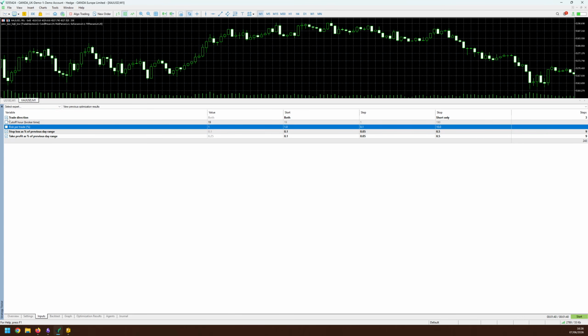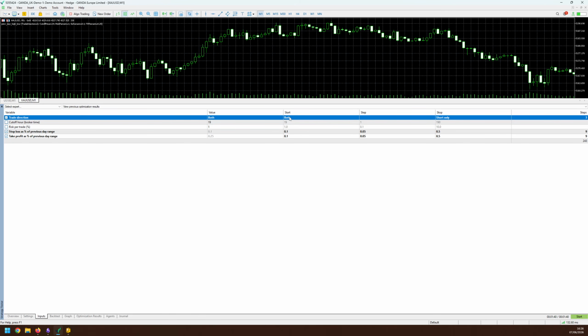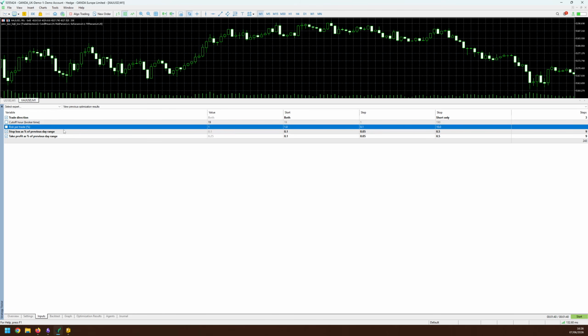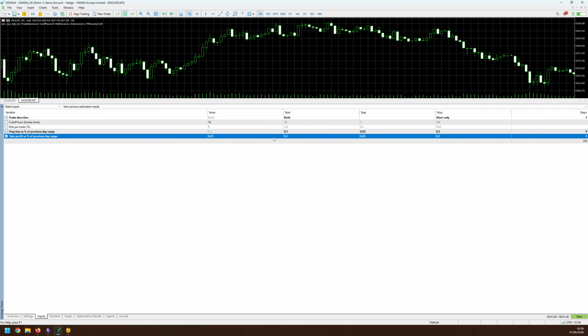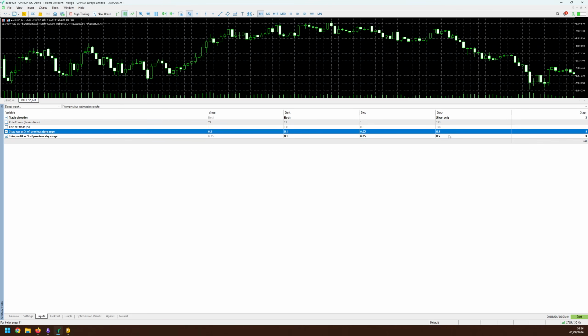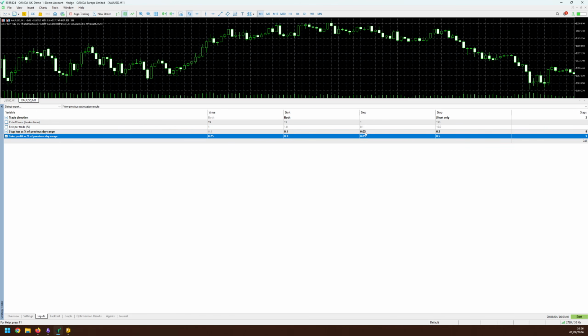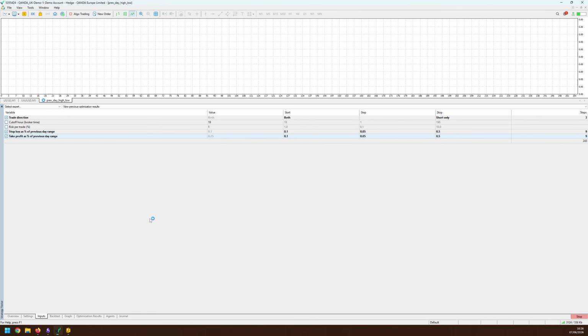Over on the inputs, I'll test out trade direction. So I'll test long only, short only, and both directions. I'm not going to bother with the cutoff time or the risk per trade, but I do want to change the stop loss and the take profit ranges. I'm going to start at 0.1 for both of them and go up to 0.5 in steps of 0.05. That's going to give me 243 combinations. So if I just let that run for a minute, then I should get all of the different outcomes for each of those combinations.